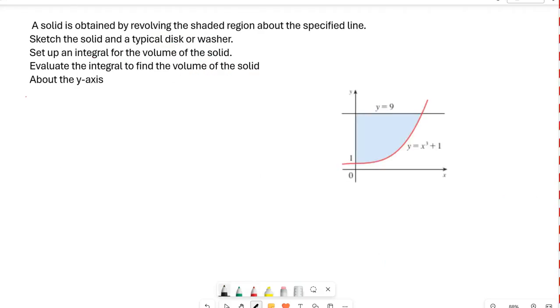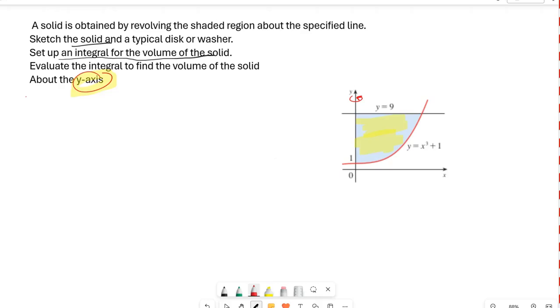Let's practice one more. A solid is obtained by revolving this shaded portion. The shaded portion is given in the question about the specific line, and the specific line is given as the y-axis. Sketch the solid first and use a typical disk or washer method to set up an integral for the volume of the solid. Our axis of rotation here is the y-axis. You can draw a little rotation to show that.